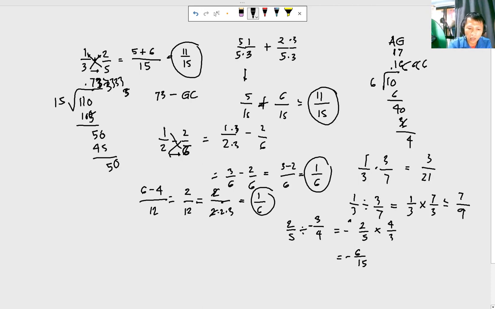May I check? 2 all over 5 divided by negative 3 all over 4. That would be negative 8 all over 15. 2 times 4, that's an 8.